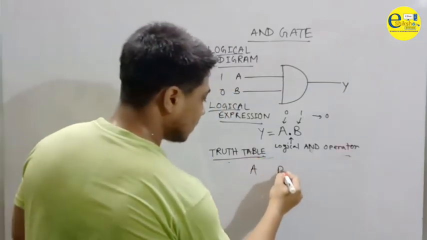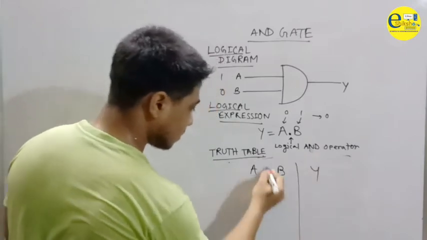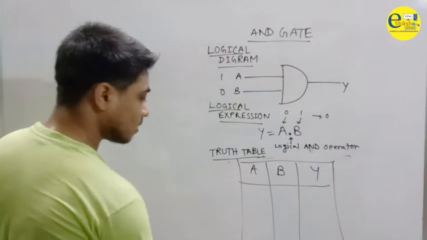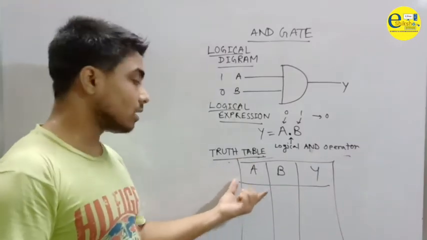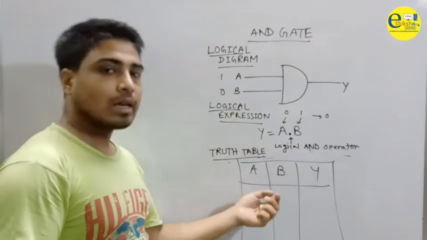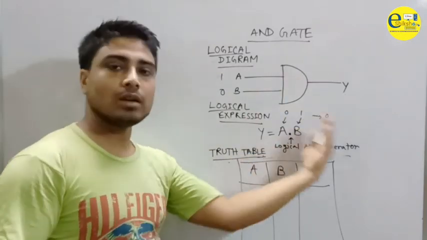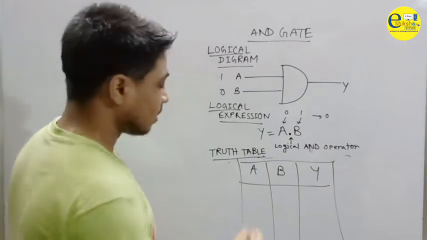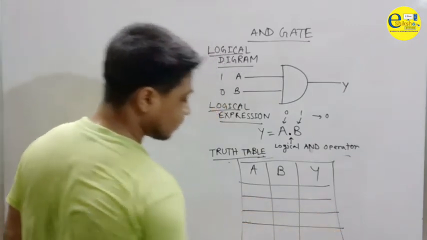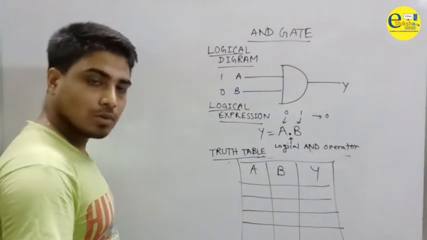So here A, B and Y. Keep in mind, I'm repeating again, we have to write all inputs at the left side of the truth table and all outputs at the right side of the truth table. So total number of rows is 4.